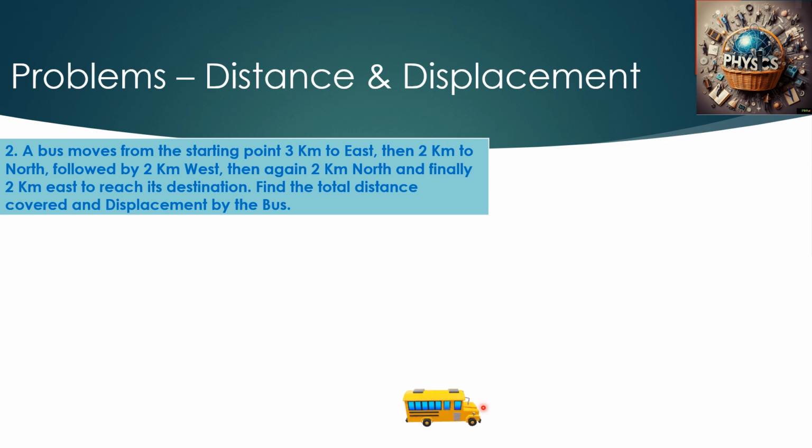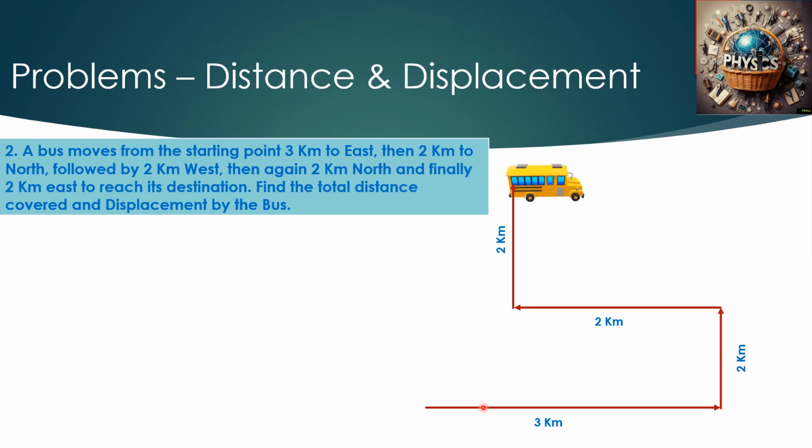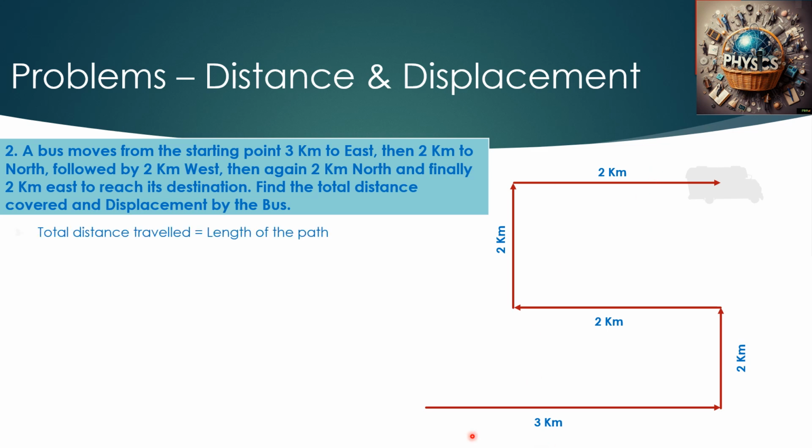So the bus has traveled to east for 3 kilometers, then towards north 2 kilometers, then to west for 2 kilometers, then towards north again 2 kilometers, and finally 2 kilometers towards east to reach the final destination. And this is the path of the trajectory. As we know, the distance is the length of the path traversed. So in this case, it will be as simple as adding all this path together, which is 3 plus 2 plus 2 plus 2 plus 2 equal to 11 kilometers.